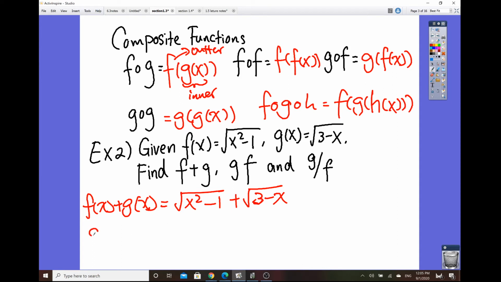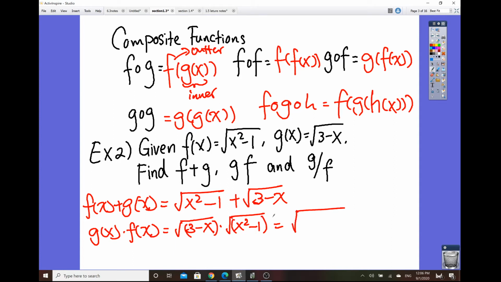And now for the next one, we do have g times f, which means g of x times f of x. So what we got is square root of x squared minus 1 times, it's actually the other way around. So g of x first. So for g of x, we do have square root of 3 minus x. And then for f of x, we do have square root of x squared minus 1. So for the radicals, this one basically just multiplies the radicand. So it's the square root of the product of the binomials inside the radical.